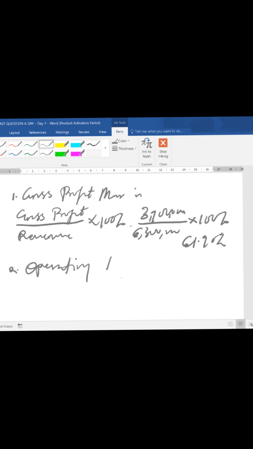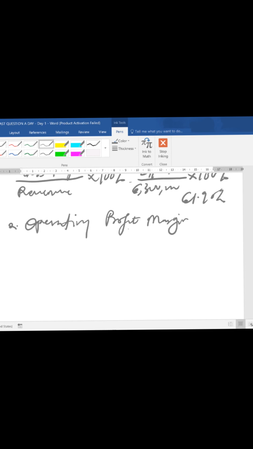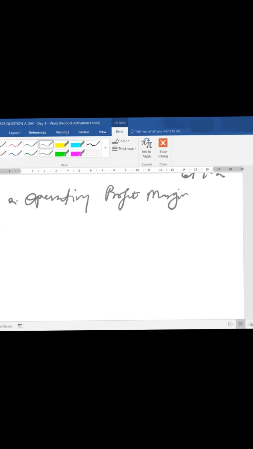Two, our operating profit margin, which is our earnings before interest and tax, that is EBIT, over our revenue times 100%.